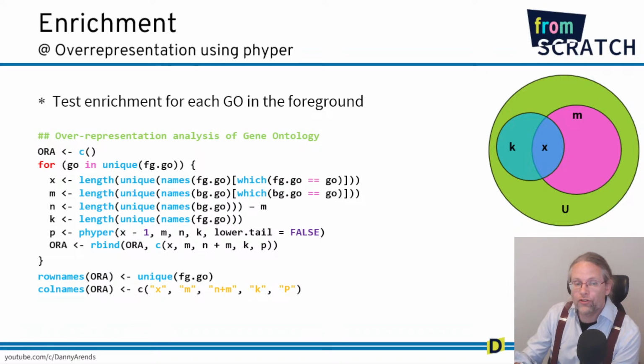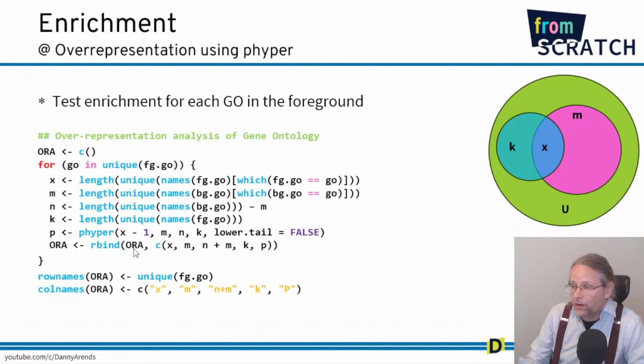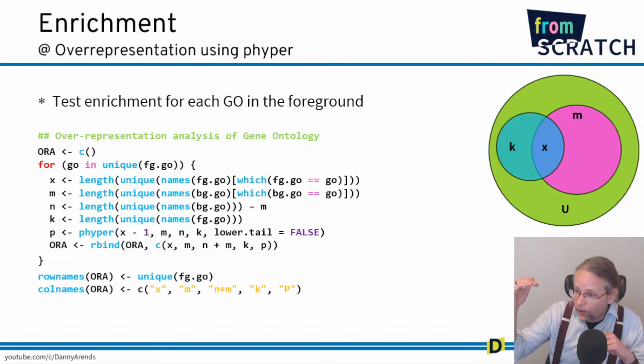and I'm just going to then add everything into a massive matrix. So what am I going to say? Well, I'm going to remember X, I'm going to remember M, I'm going to remember U, so N plus M, I'm going to remember K, and I'm going to remember P. All of these values, I'm going to combine them into a vector, and then I'm going to row bind this vector to the ORA matrix that I'm defining. So it will do the first geo term, it will add 1 row to the matrix. It will do the next geo term, will add another row to the matrix.